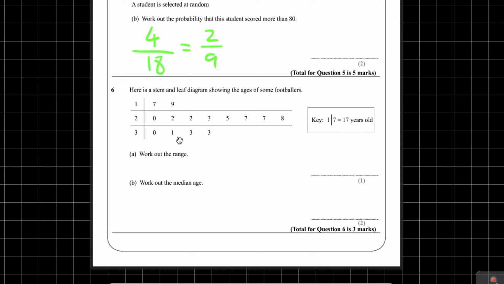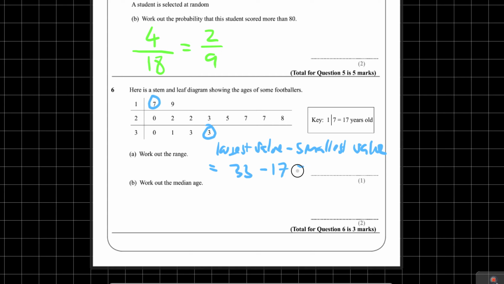Question 6. A stem and leaf diagram of some ages of some footballers, and we want to work out the range. So the definition for the range is the largest value minus the smallest value. To find the largest value, we just look at the last value in our ordered stem and leaf, which is 33, and then we subtract away our smallest value, which is 17. So 33 minus 17 is equal to 16.